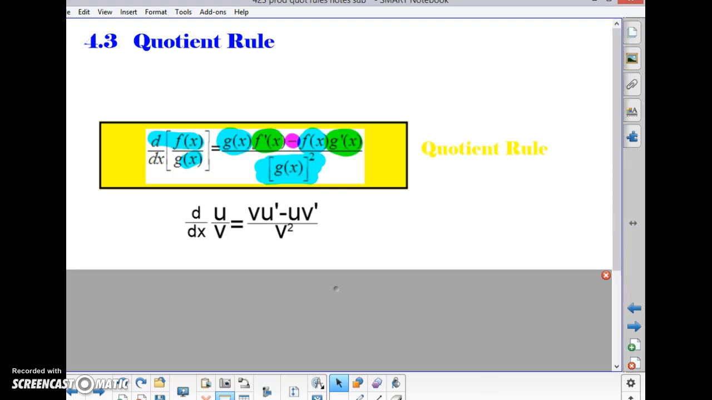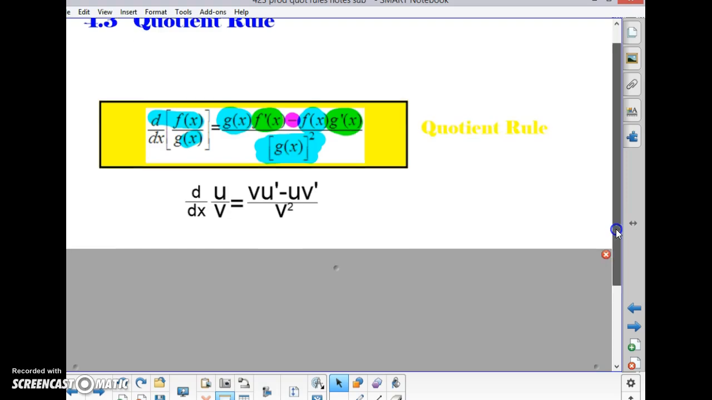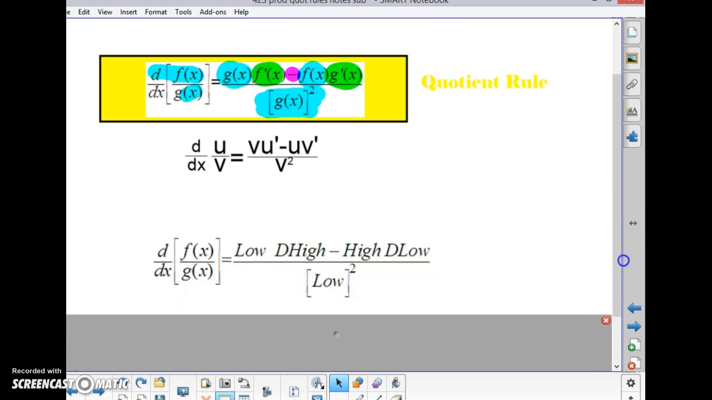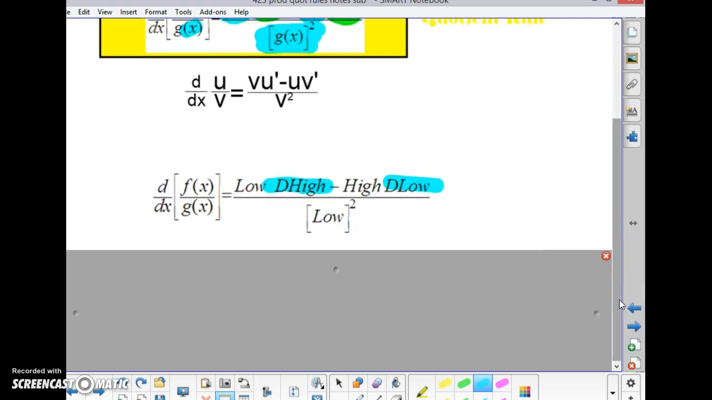But honestly, a really common way to go through and talk about the quotient rule is to look at the fact that we have a numerator and a denominator, and I'm going to call the numerator the high piece and the denominator the low piece. And we say low d high minus high d low over low squared, where the d high is meaning the derivative of the upper piece and the d low means the derivative of the low piece. So low d high minus high d low over low squared. It's a nice thing to take the time to memorize.